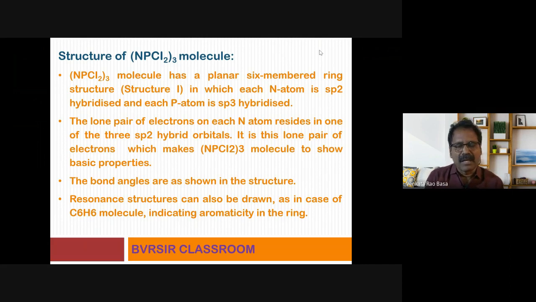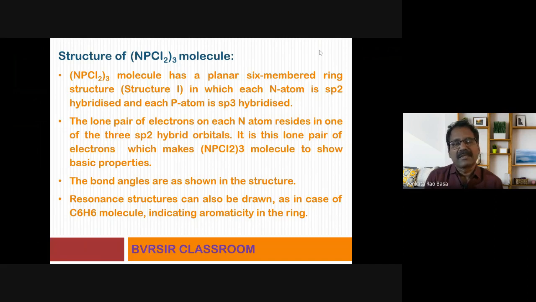The lone pair of electrons on each nitrogen atom resides in one of the three sp2 hybrid orbitals. It is this lone pair of electrons which makes the (NPCl2)3, that is the trimer molecule, show basic properties. So the lone pair of electrons resides on the nitrogen atom, that too in the sp2 hybrid orbital, and that lone pair of electrons is responsible for basic property.